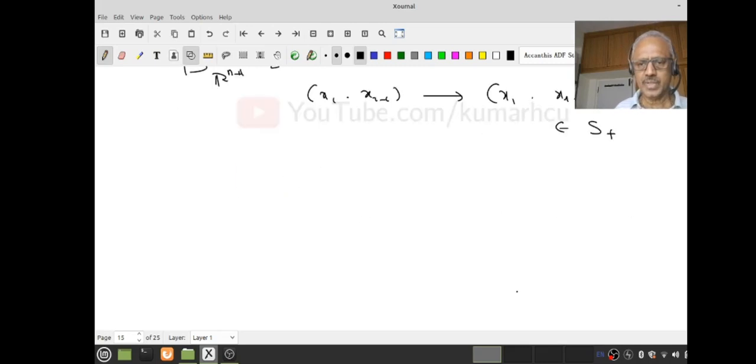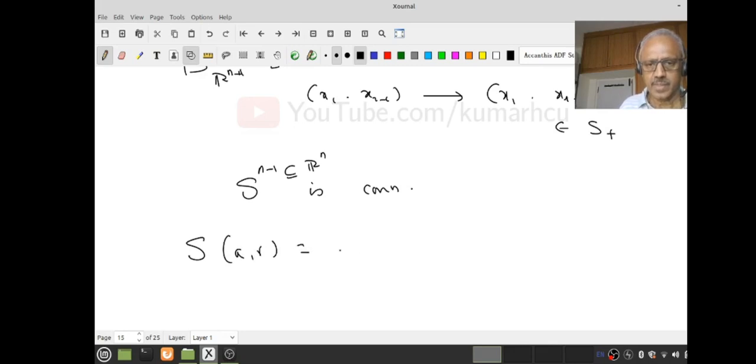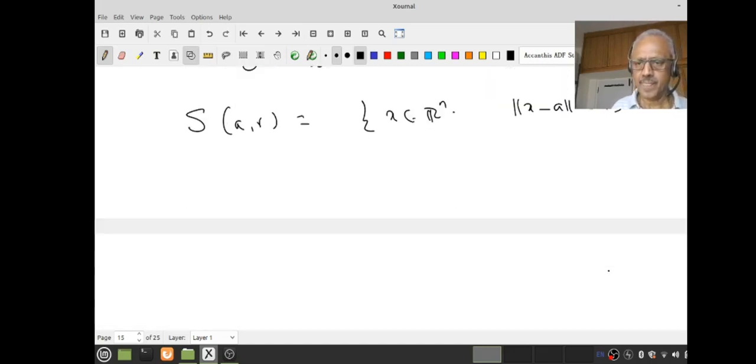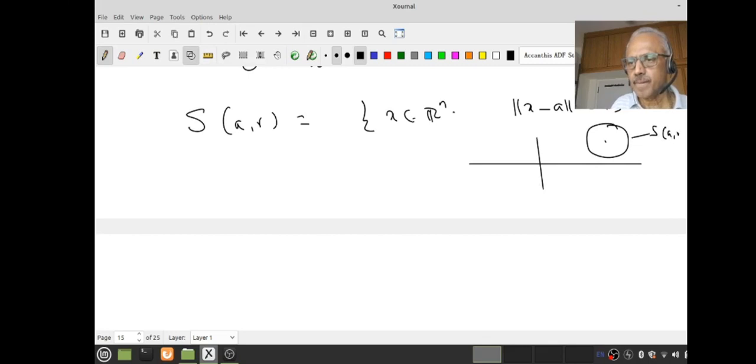So we have proved this unit sphere is connected. And for that matter, any sphere is also connected. That is, look at the sphere S_A(R), the set of all x in Rn so that the distance between x and A equals R. So I have A, and this is my S_A(R). This is also connected.